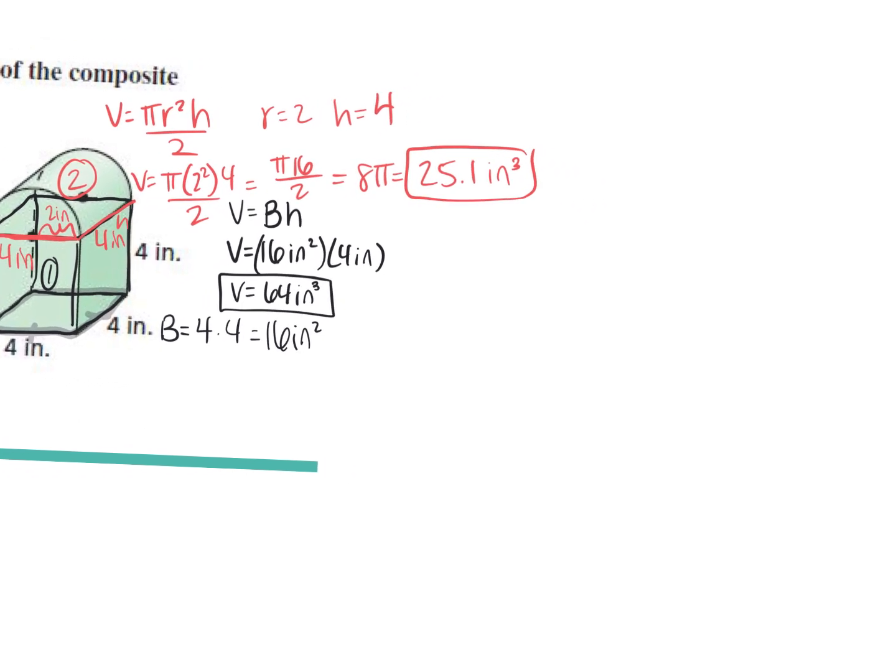How do I find out the total volume then? You add them together, okay? So when I add them together, that'll give me the volume of the total thing. And that will be 25.1 plus 64, which gives me 89.1 inches cubed.